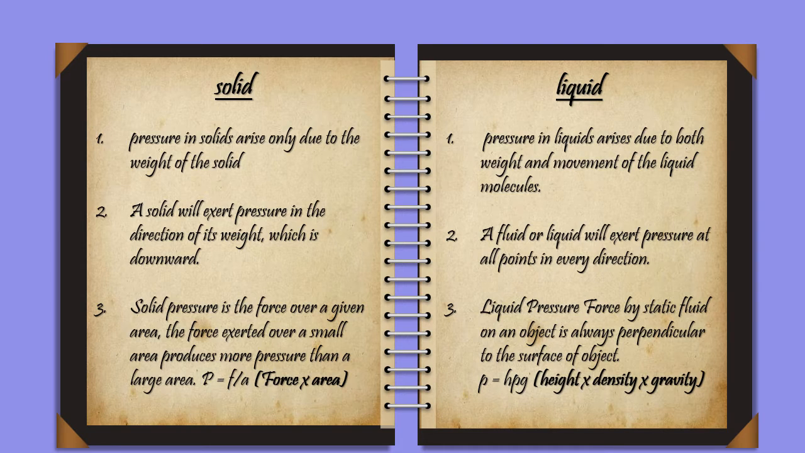Point number 3. Liquid pressure force by static fluid on an object is always perpendicular to the surface of the object. This means pressure equals hρg, where h is the height of the column, ρ is the density of the liquid, g is the gravitational field strength.